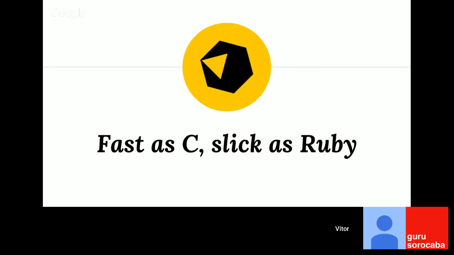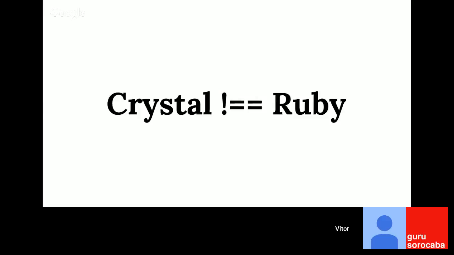It's supposed to be a really fast language, but keeping the benefits of a high-level language like Ruby and Python and so on. So an important thing to say is that Crystal is not Ruby. It's different from Ruby. Despite having a lot of inspiration from Ruby, you can see it by the syntax I'm going to show you.